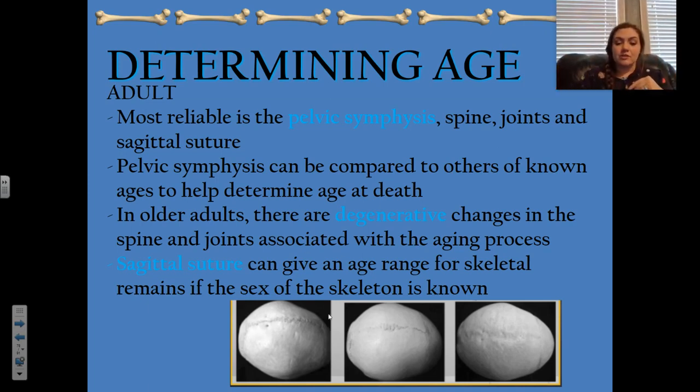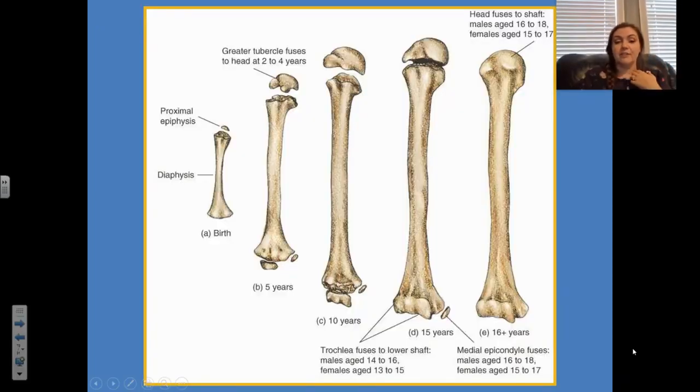And then lastly, this line on the top of their forehead, the sagittal suture, can give an age range for skeletal remains if the sex of the skeleton is known. So we know it based on sex. Male, female, it's closing in a slightly different time frame. But if you are pretty sure if it's a male or a female, then you should be able to do this, noticing that we get more and more closed over time. And actually, that happens into adulthood. That's not something that closes as a kid.